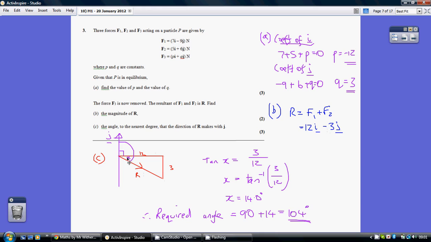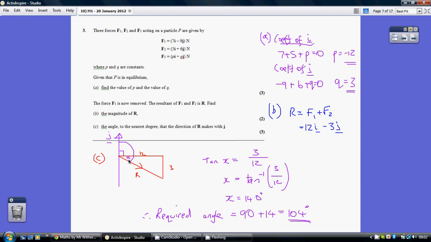So that's just generating this little angle X, which clearly we can just work out with SOHCAHTOA, opposite over adjacent. So tan X equals 3 over 12, X equals 14 degrees. So that little acute angle inside the triangle is 14.